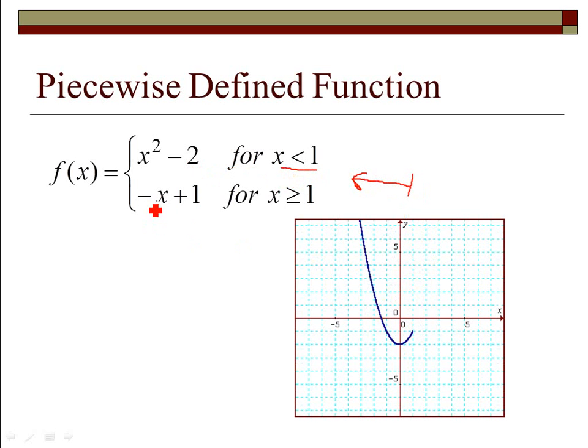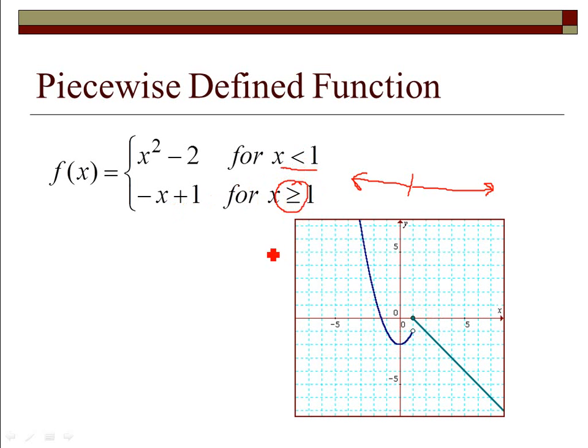Then I've got a line, negative x plus 1. Well, I'd be starting at 1, slope of negative 1, and I have my line. But this is only true for these values going in this direction. Now, this one has the equals. So we'll put a solid dot on the line and an open dot on the parabola.